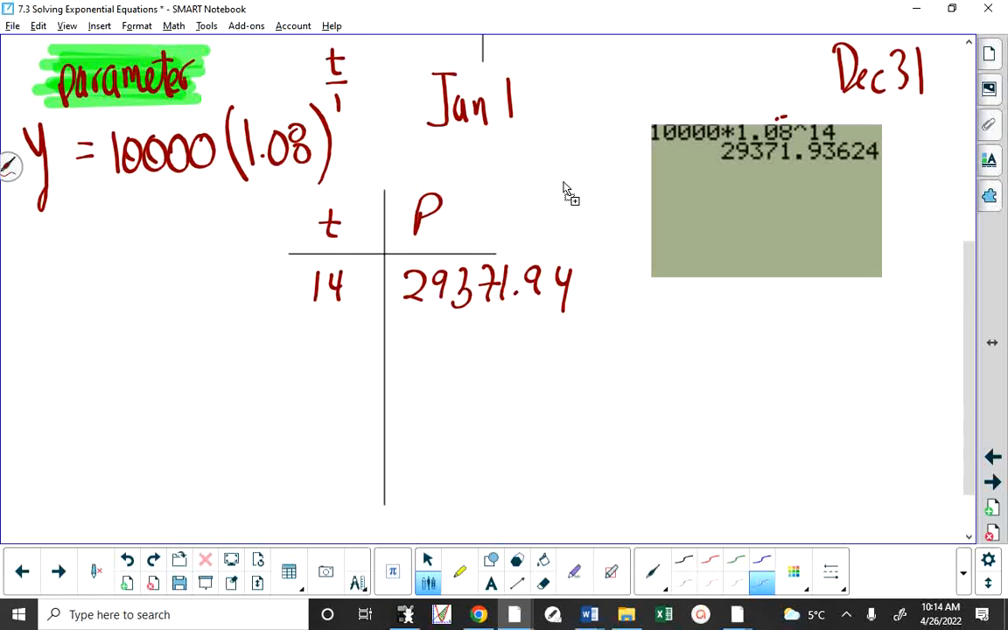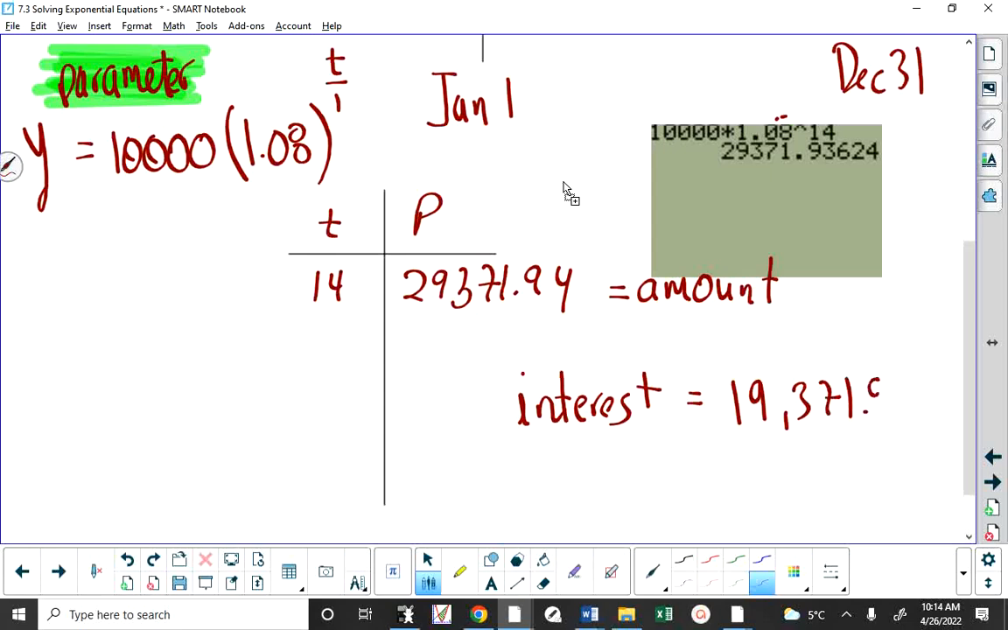The second part of the question is how much interest was earned. And this isn't a complicated calculation. Jerry started off with $10,000 and he's got $29,000 now. The difference is the total interest that was earned, which is not going to be 8% because it's compounded. We don't even want to worry about what percent that really is. So this is the accumulated amount, and the interest will be equal to that accumulated amount minus 10,000, which will be 19,371.94.